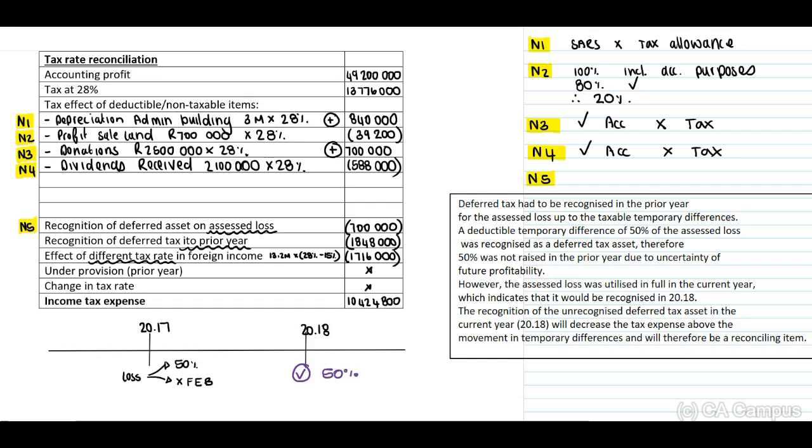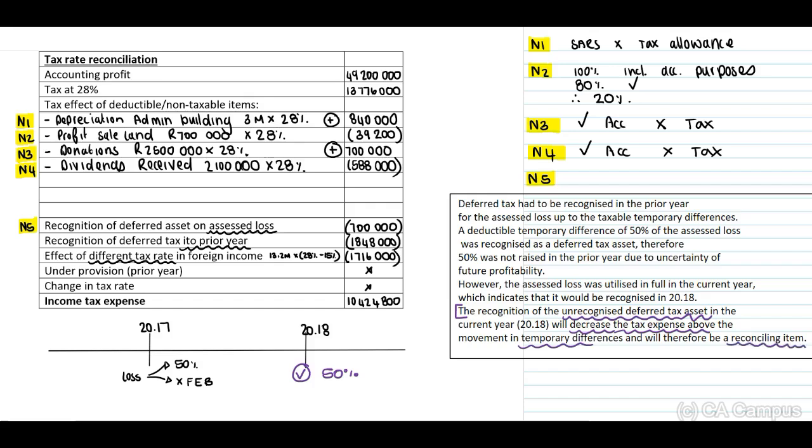Now, I just quickly want to read through the last sentence with you. The recognition of the unrecognized deferred tax asset in the current year will decrease the tax expense above the movement in temporary differences and will therefore be a reconciling item.